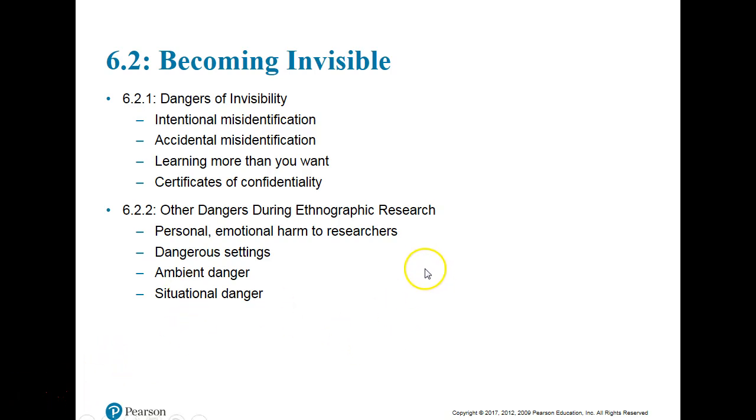And one last thing on becoming invisible, we're pointing out these dangers, and we're pointing out the barriers that an ethnographer will face, but you need to realize that it's very rare for a researcher to actually be harmed in a physical or emotional way. But as with anything, we have to identify these, and a researcher has to be aware of these before they put themselves in that situation.